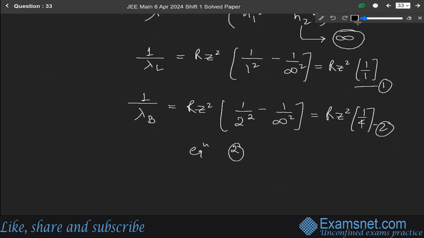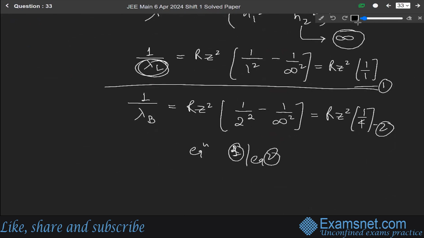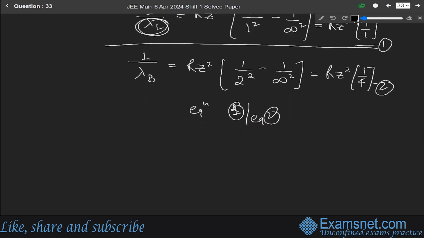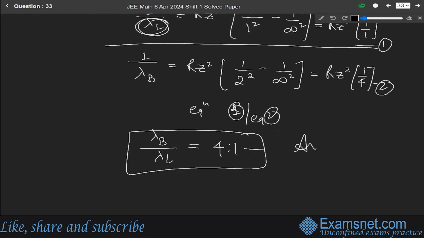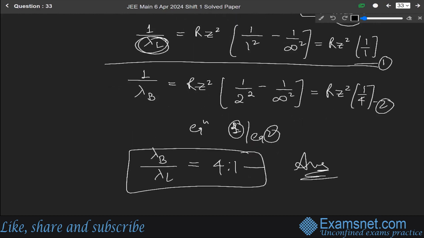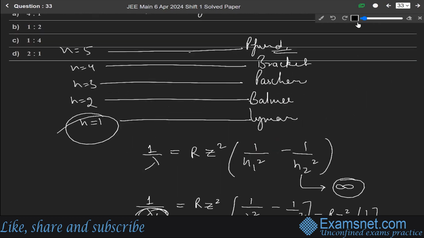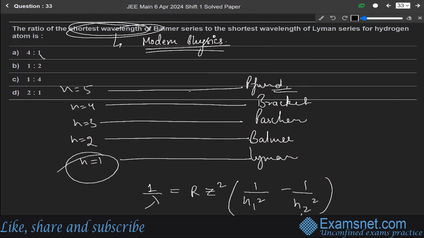Balmer to Lyman, so equation 2 in the numerator, if we put these in the denominator. Okay, just do equation 1 over equation 2. If we do equation 1 over equation 2, we get lambda B over lambda L is equal to 4 ratio 1. Okay, this is our final answer. 4 ratio 1 means option A is the correct answer.